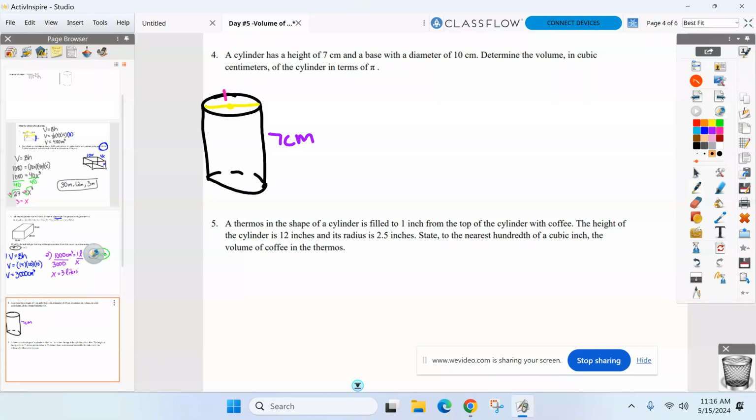I'm just rocking colors today. I'm on fire. All right, guys, what's the volume in terms of pi? Remember, it's still BH, but instead of using B, we use pi r squared because it's a circle. I'm not even going to ask any questions here. I'm just going to insult your intelligence if I ask what the radius is. If any of you guys are writing in 10 right now, leave immediately.